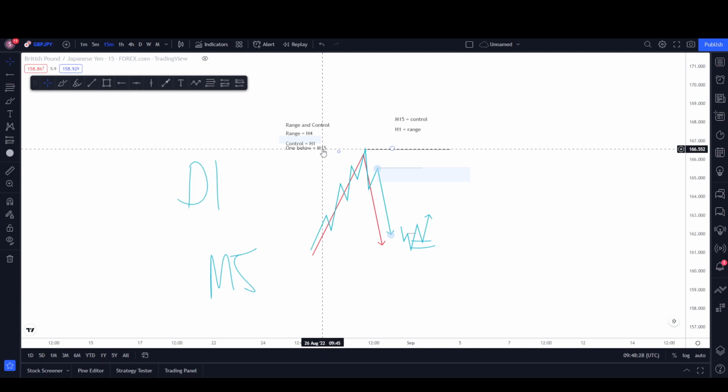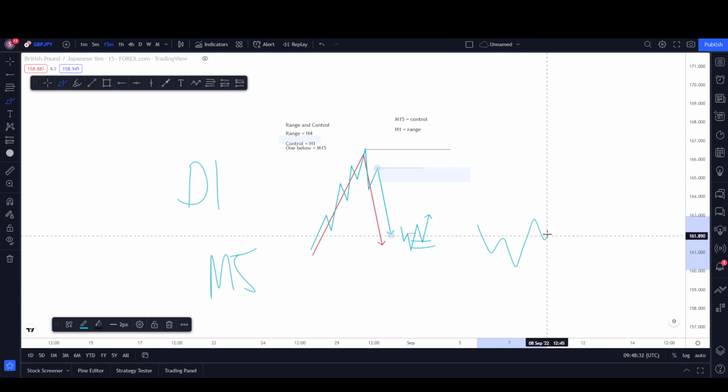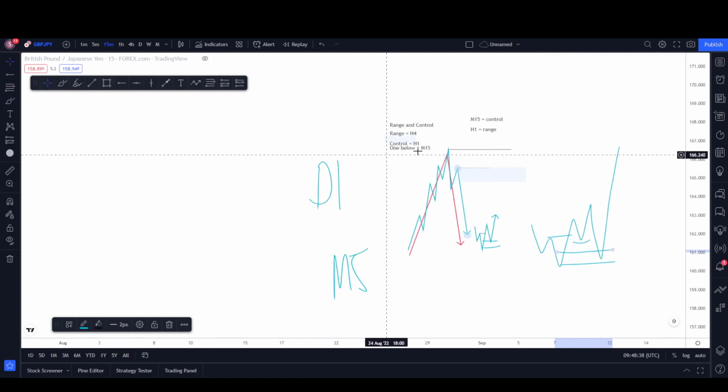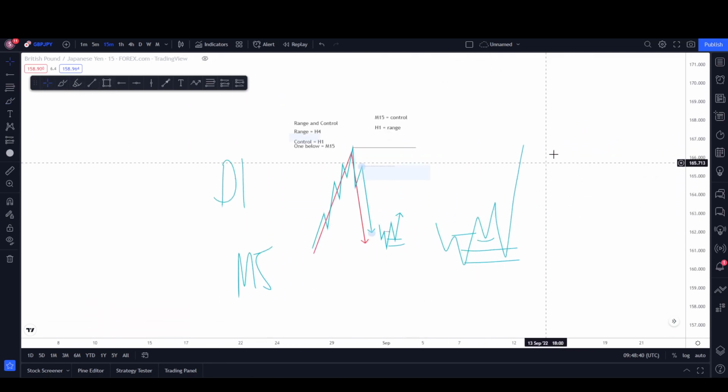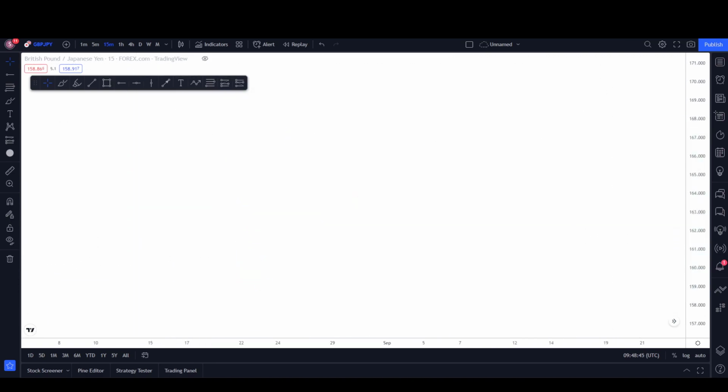And as the entry model, like I said, just use a QM, which will essentially be like that. You've got a break of structure, you've got the liquidity feeding in to whatever levels, and that can be your entry technique. I'll show you a little example of that just now on M15.